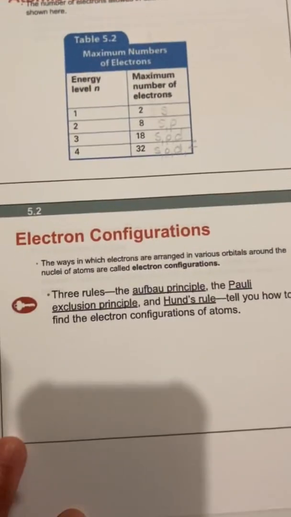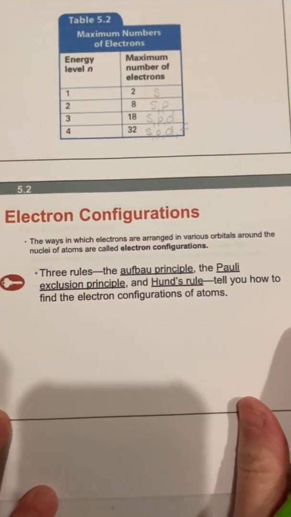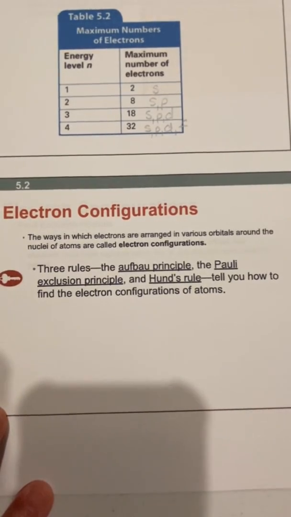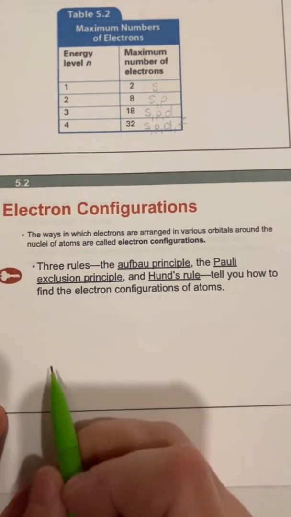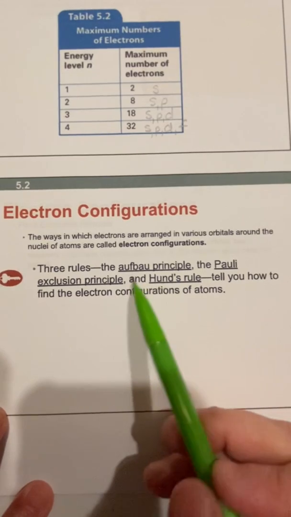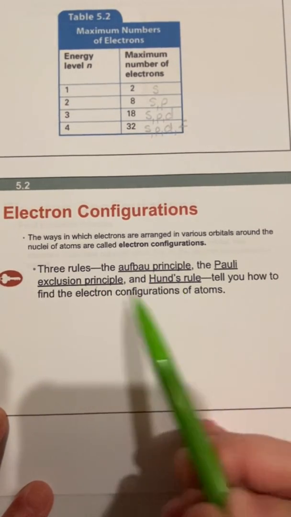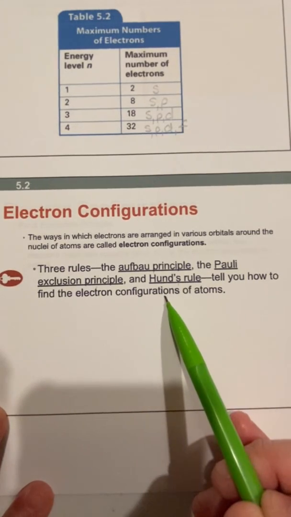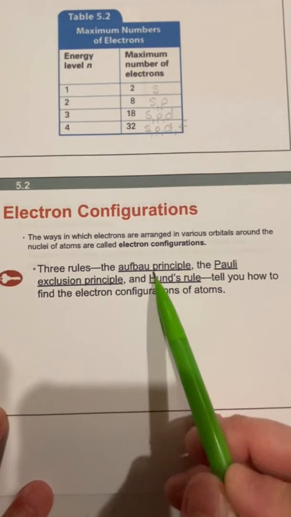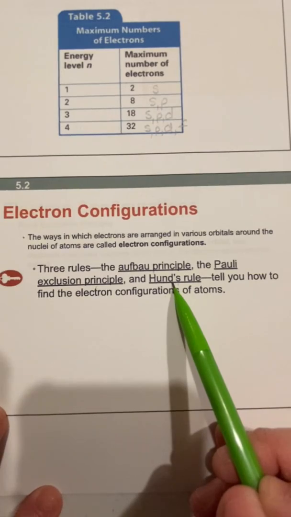But what I want you to learn this year, which some of you did in the honors class, but we're going to go a little more in depth with this year, is these 3 rules: the Aufbau principle, the Pauli exclusion principle, and Hund's rule. This is how you're going to learn to write an electron configuration. I'll teach you these rules as we work through them.